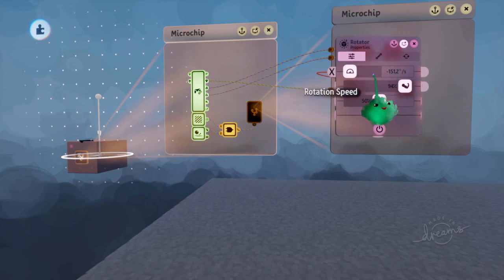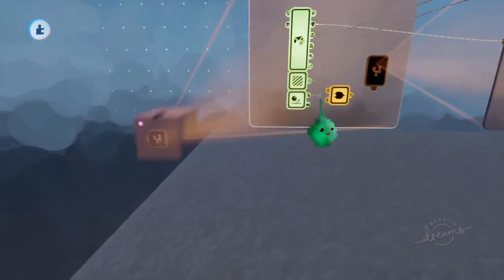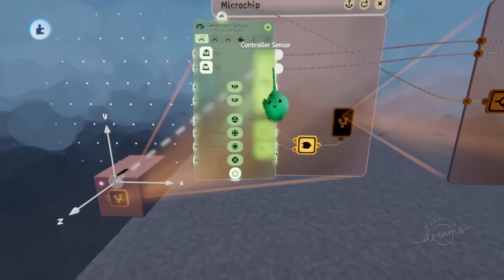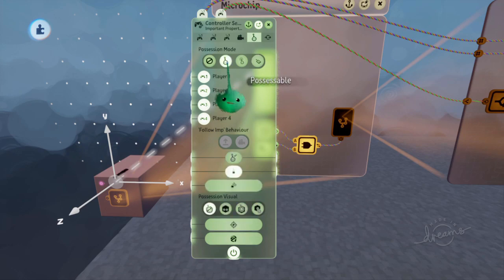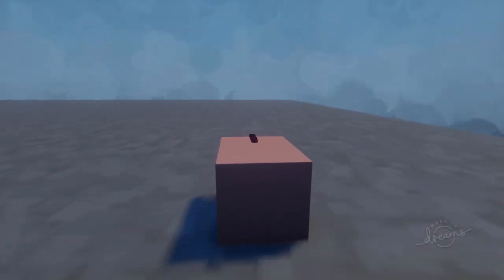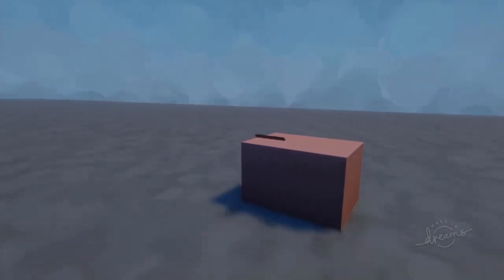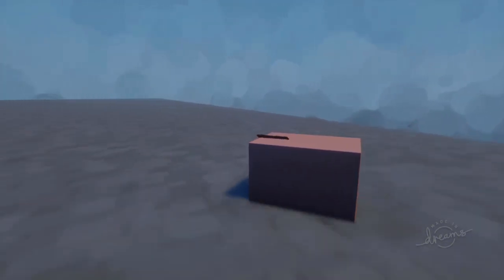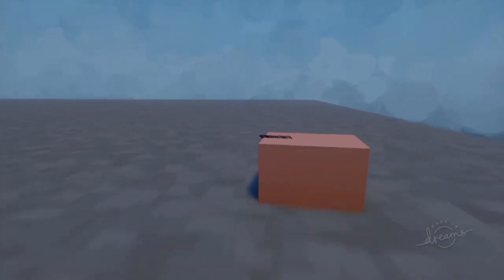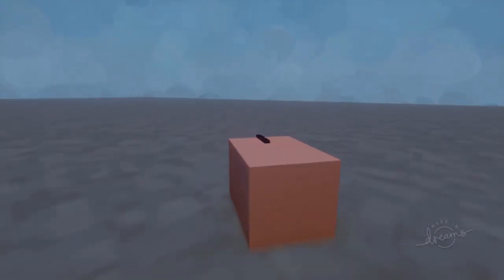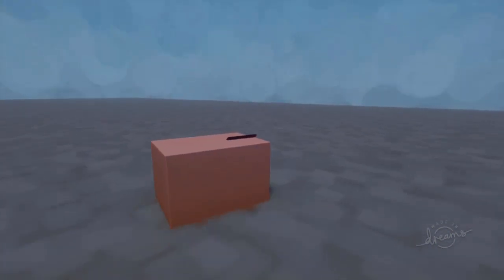So this is basically the max speed. So you can just make this slower. Let's just actually test this properly. Set this back to possessible. So I can accelerate, I can rotate left, and it starts moving left. The camera's a bit slow, but yeah, and you get a bit of drift as well.